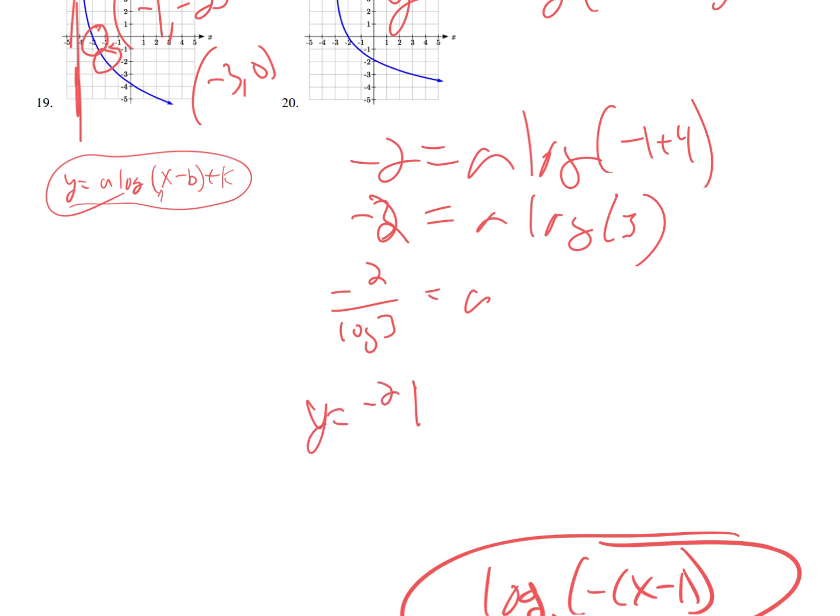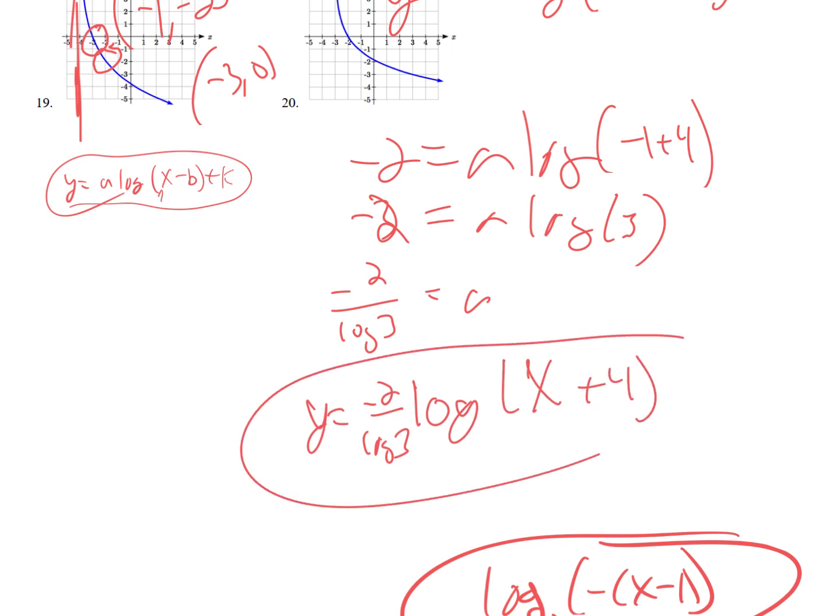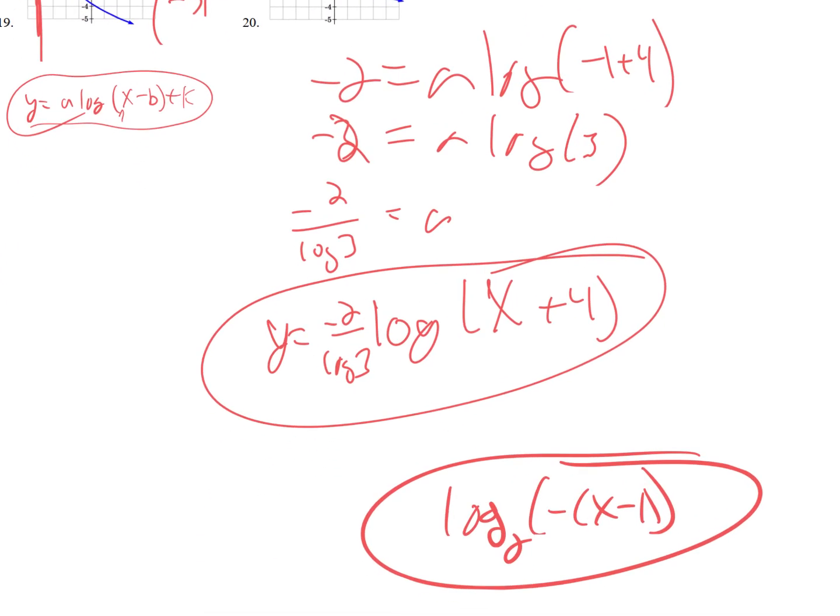y equals -2 over log of 3 times the log of x plus 4. Dean, what the heck are you doing? Not negative x. It's x plus 4, right? That vertical asymptote plus 4. Let's see what I did. Yeah, it's plus 4. So that's that equation.